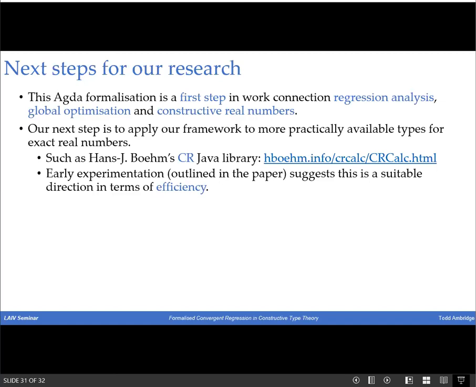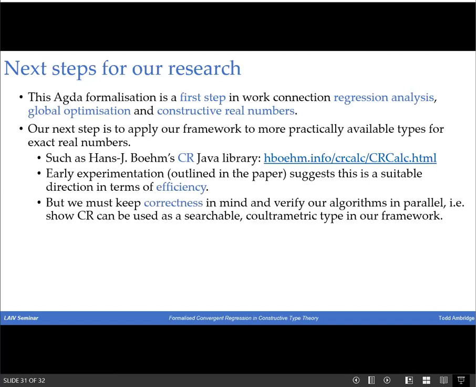that are also correct? So what I said at the start, local optimization is really efficient, but we have some issues with sometimes its correctness, whereas it's the opposite for global. Can we match these two in some way? That would be really interesting within our framework as well. And we've done some early experiments with this. It looks like a good direction. And as I said, we have to keep correctness in mind. We've got to do this sort of parallel development of algorithms and proofs, which is exactly what we've been doing all along.